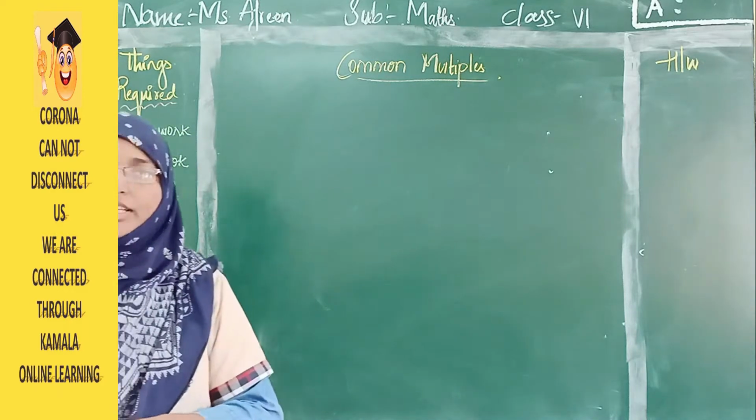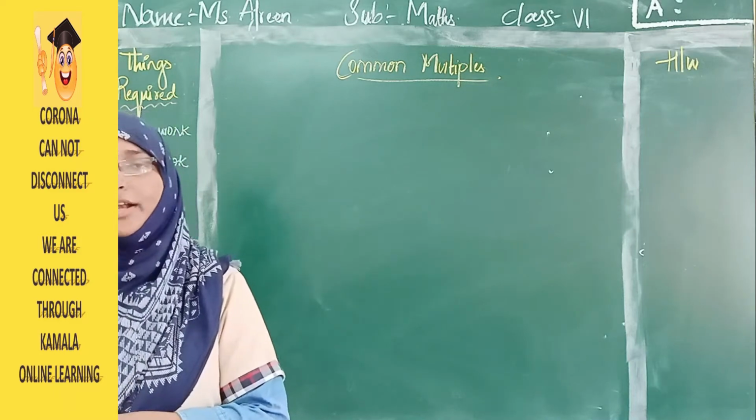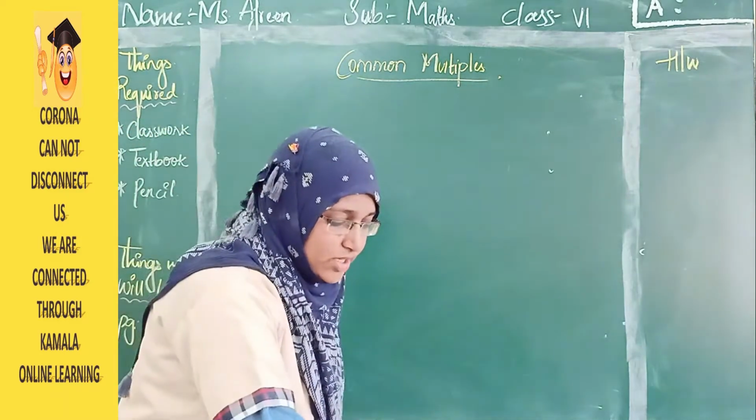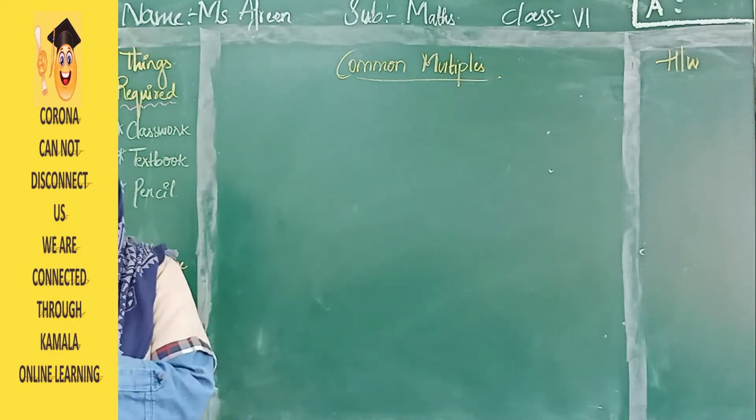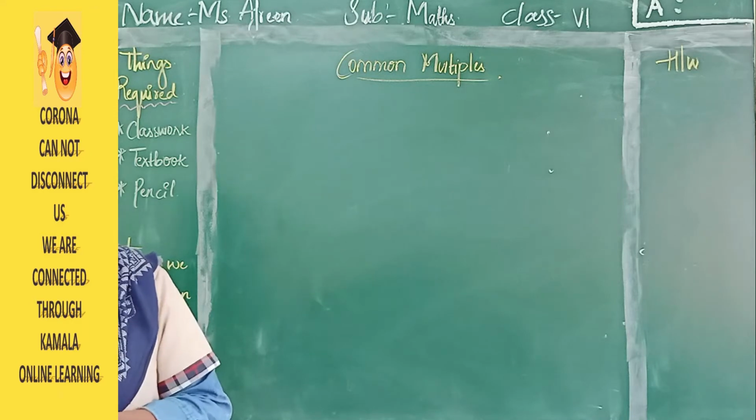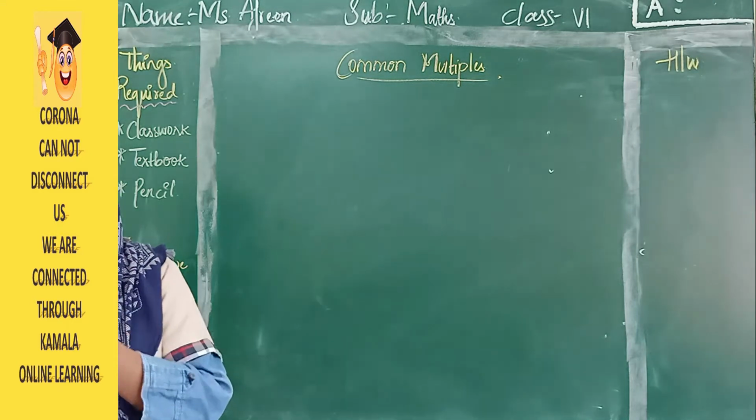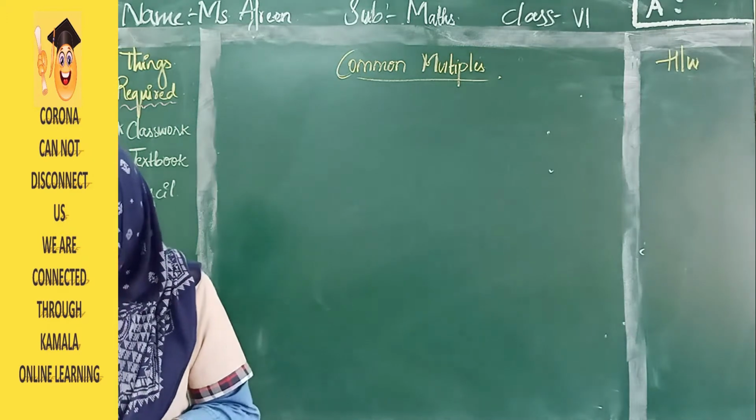Nothing but the table. Supposing we have taken 3 and 6, find the common multiples of 3 and 6. So firstly I write the table of 3: 3 1s are 3, 3 2s are 6, 3 3s are 9, 3 4s are 12, 3 5s are 15, and so on, and then for 6. Then I will check what are the common numbers among those two. Those are nothing but our common multiples.